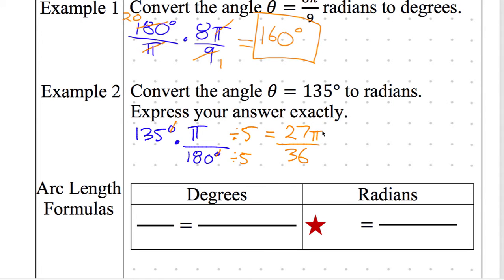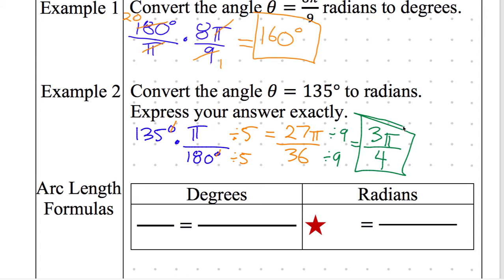I can still reduce this fraction. What should I divide the top and bottom by now? 3? I could even do 9. That would be even faster. Let's do 9. 27 divided by 9 is 3, so I'm left with 3 pi. And on the bottom, 36 divided by 9 is 4. 3 pi over 4. Box it.